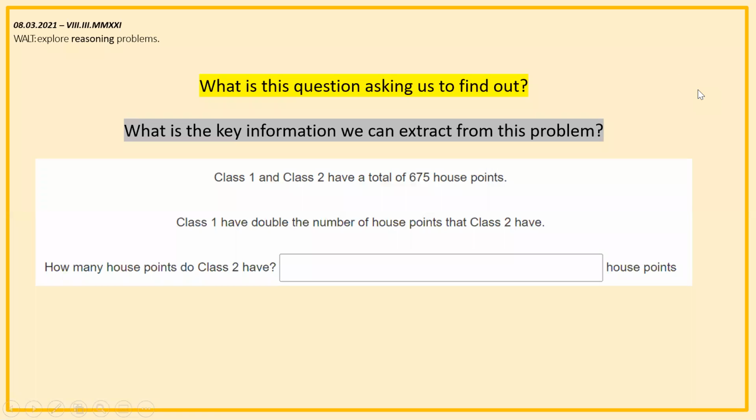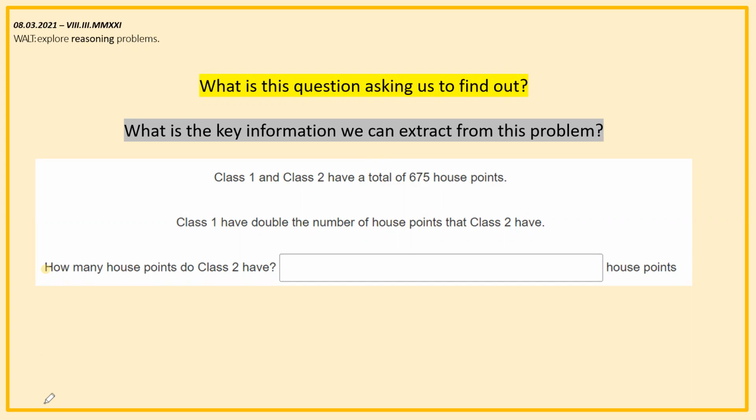So this question says class 1 and class 2 have a total of 675 house points. Class 1 have double the number of house points that class 2 have. How many house points do class 2 have? So if we use our two questions to help us answer this, the first thing we need to do is find out what the question is actually asking us to find out.